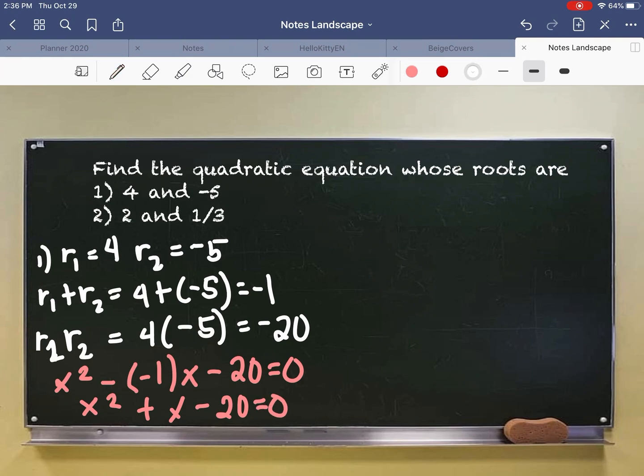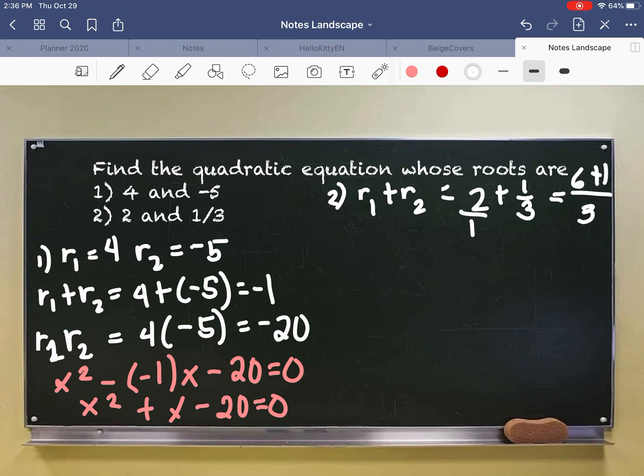Okay, for number 2, we do the same. Okay, so r sub 1 plus r sub 2 equals 2 plus 1/3. Okay, so from our previous grades, alam natin kung paano mag-solve. So, gagawin natin common denominator, which is 3. Okay, so this is 2 over 1, di ba? 3 divided by 1 is 3 times 2, that is 6. Plus 1, over 3. So, this is 7/3. Alright.